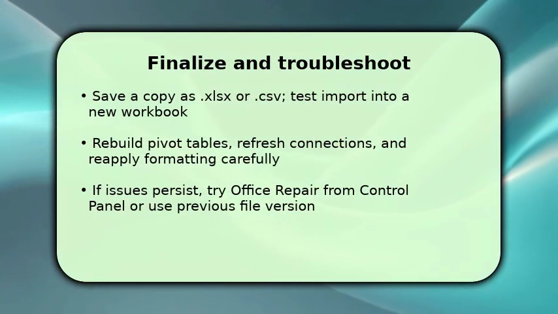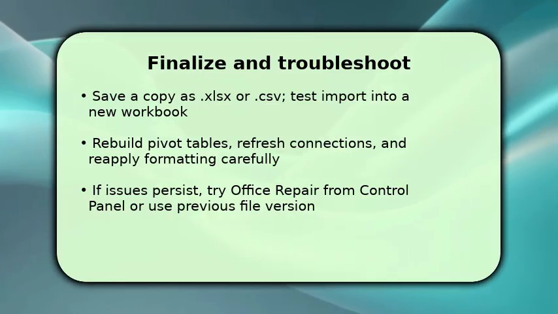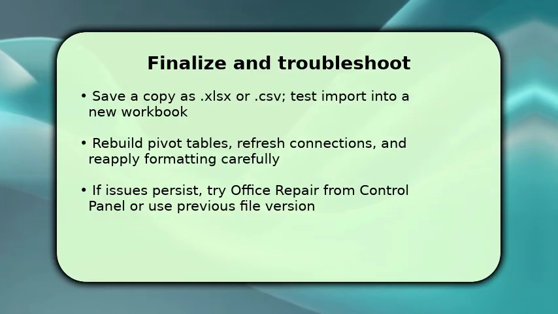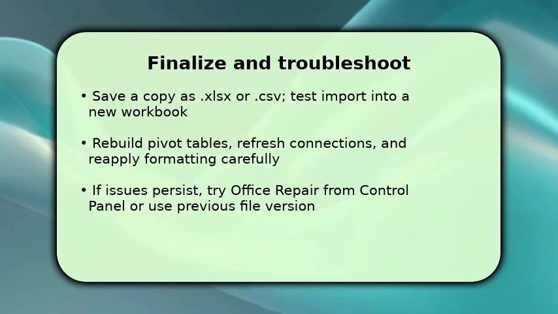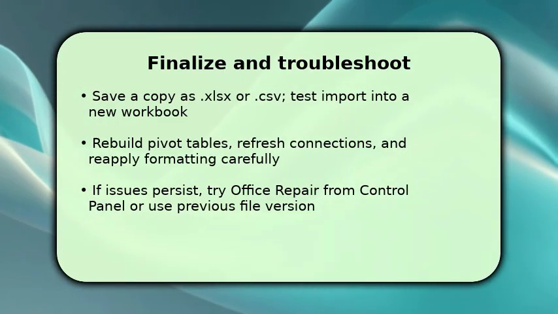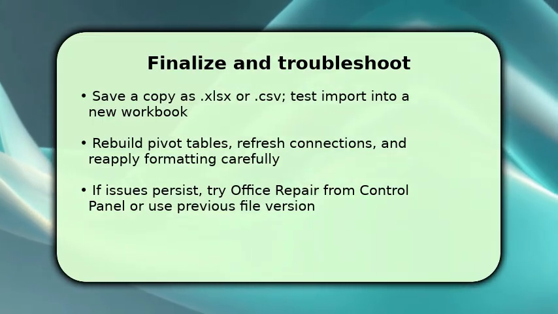Finally, save a clean copy. Save as XLSX or export to CSV and import into a new workbook to strip hidden corruption. Recreate pivot tables and refresh data connections, then reapply formatting selectively so you don't reintroduce problems. Make sure calculations are set to automatic and recalculate with Control plus Alt plus F9.